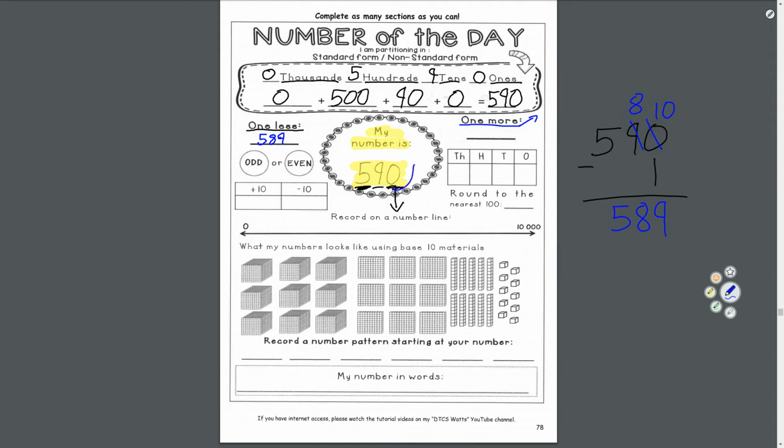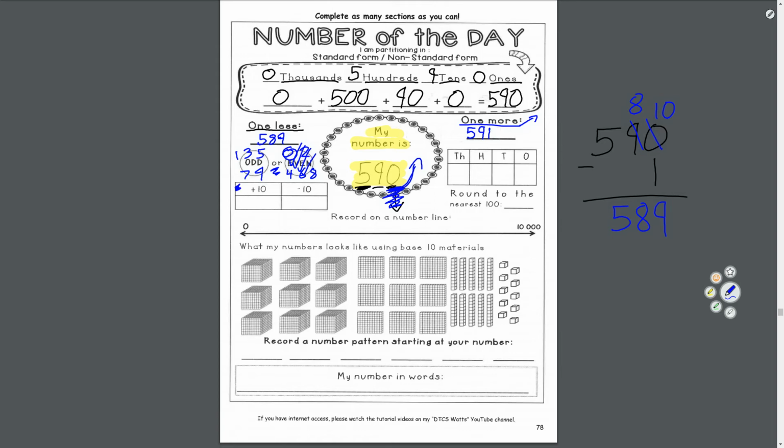One more is easier. The ones place goes up. So now we can do that. We don't need to do a calculation. So 100 stays the same, 10 stays the same. And now the 0 goes up by 1. 0 goes to 1. 591. Is it odd or even? Odd numbers end with 1, 3, 5, 7, or 9. Even numbers end with 0, 2, 4, 6, or 8. Our number ends with a 0, so it's even. Put some check marks in the even box.